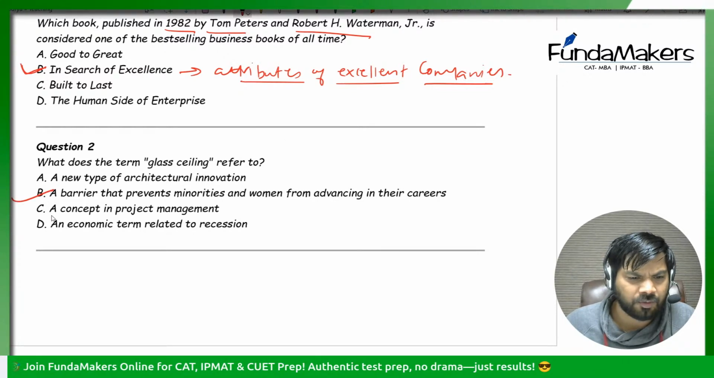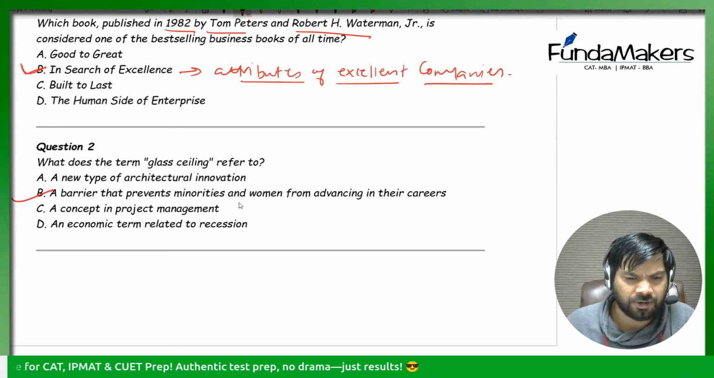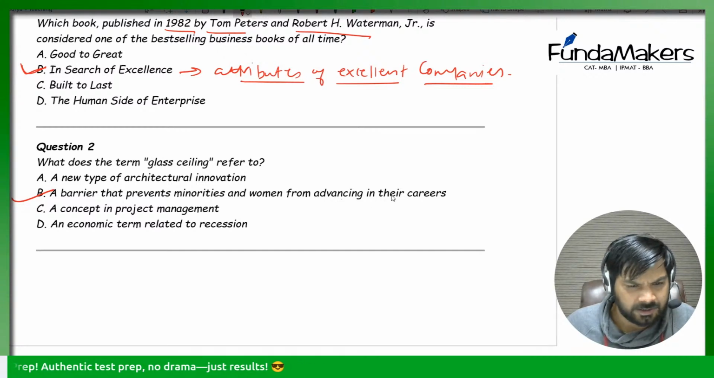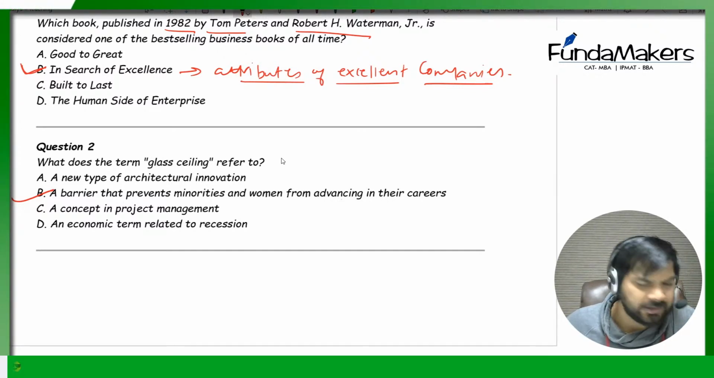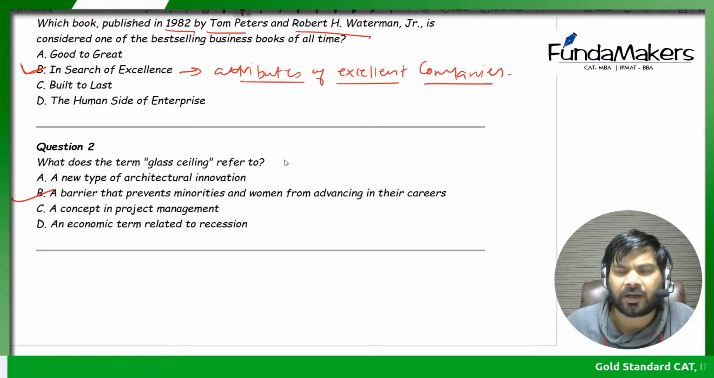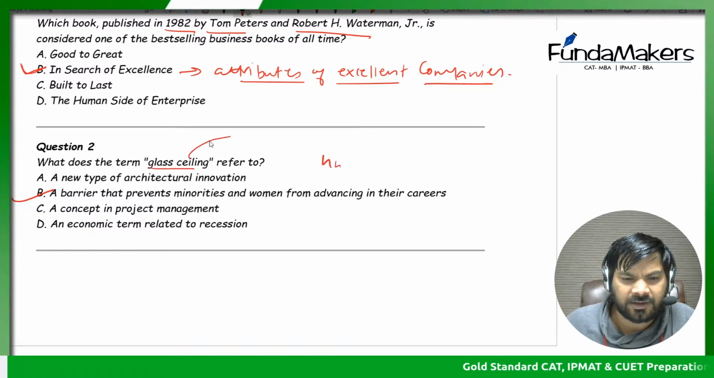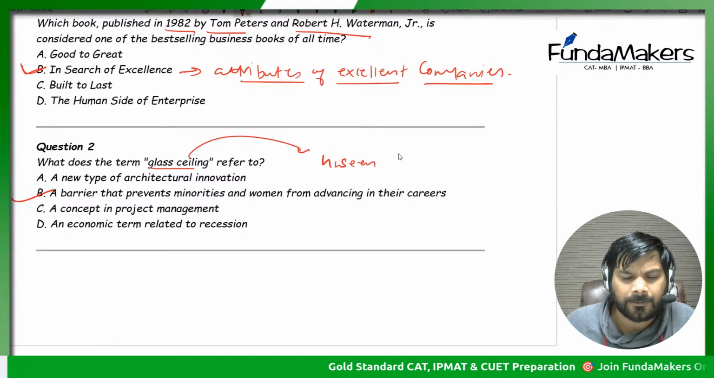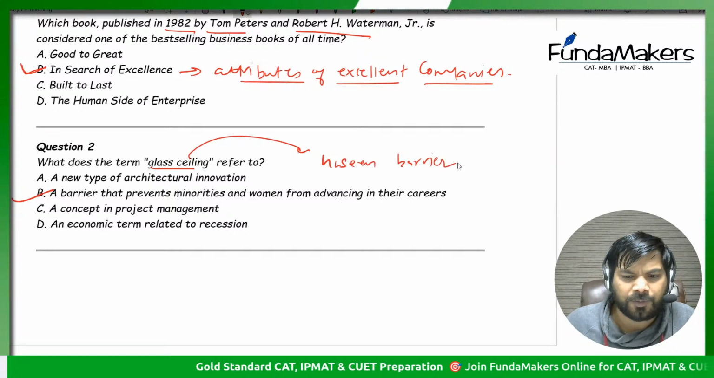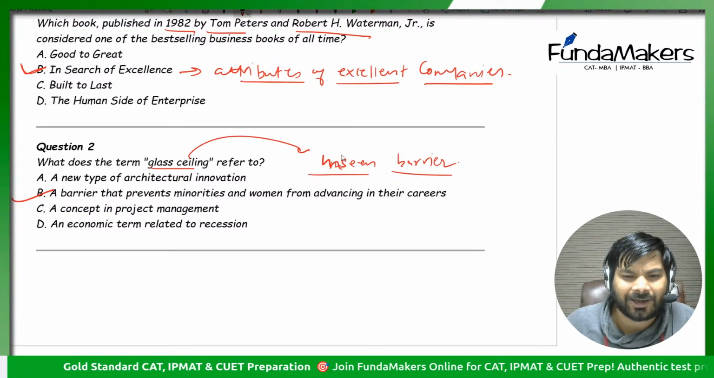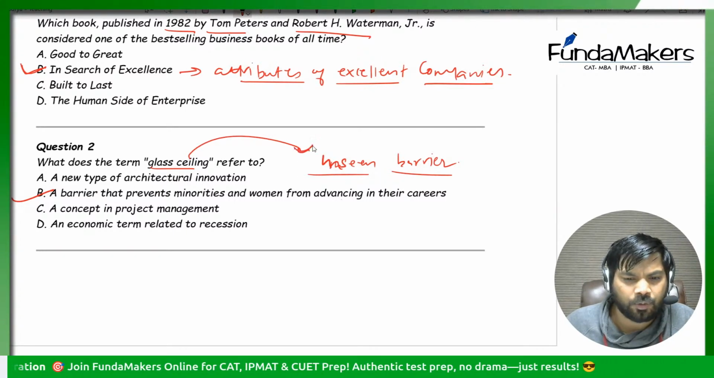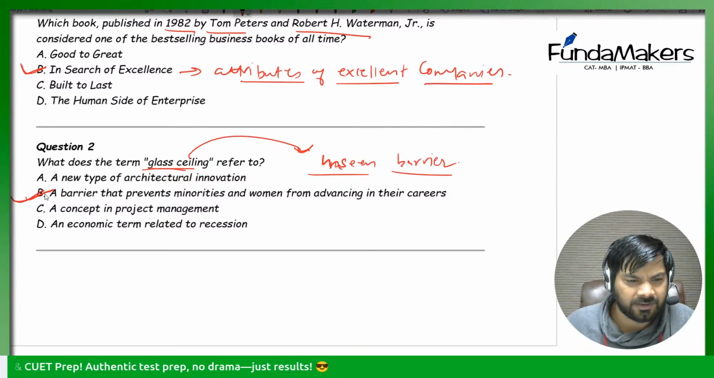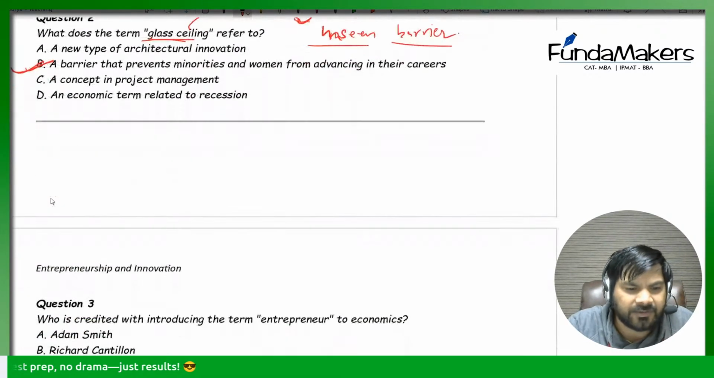So the correct answer should be: a barrier that prevents minorities and women from advancing in their careers. It can be referred to for anything which stops you, basically an unseen barrier. For example, a lot of people after doing their graduation will hit a glass ceiling in their jobs. They will not be able to progress further, right? For that they need to do an MBA. So glass ceiling is an unseen barrier, and we'll be marking this as the best answer.